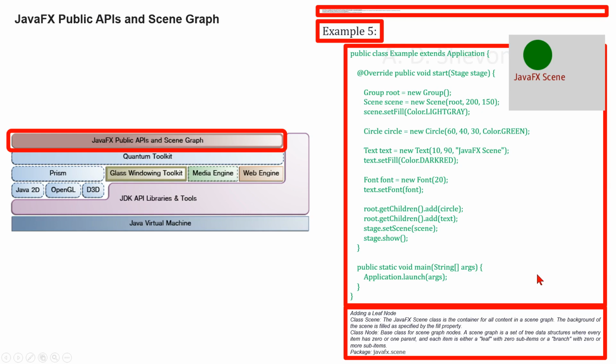As an example 5, we can consider this one as adding leaf nodes. Class Scene: the JavaFX Scene class is the container for all content in the scene graph. The background of the scene is filled with a paint, as specified by the fill property.